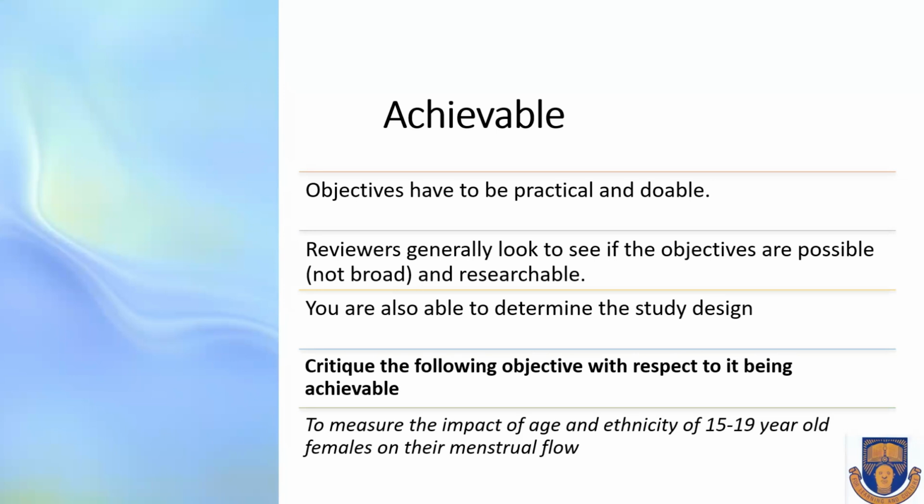This individual has modified our study objective and gotten to this point. This individual wants to measure the impact of age and ethnicity of 15 to 19-year-old females on their menstrual flow. You would see that this objective has improved in terms of specificity. This individual is not looking at all the females from 0 days old to eternity. This individual is looking at 15 to 19-year-old females. Brilliant. An improvement in specificity. It's also not looking at the entire menstrual cycle. It's looking at their menstrual flow.